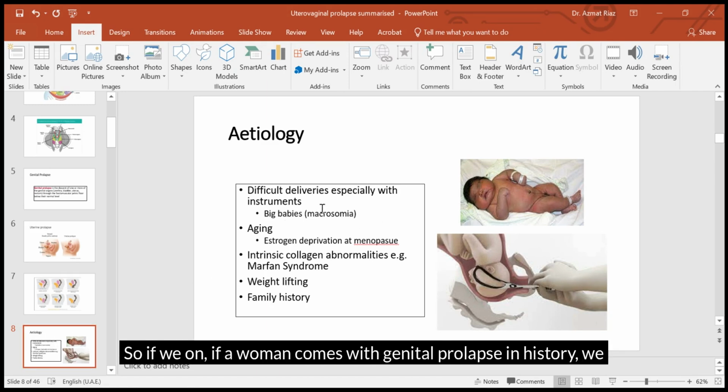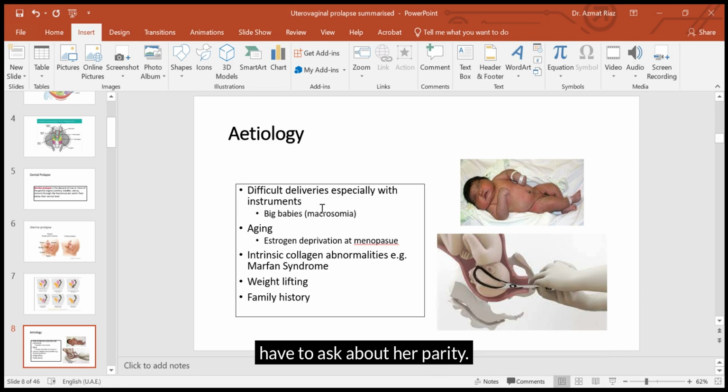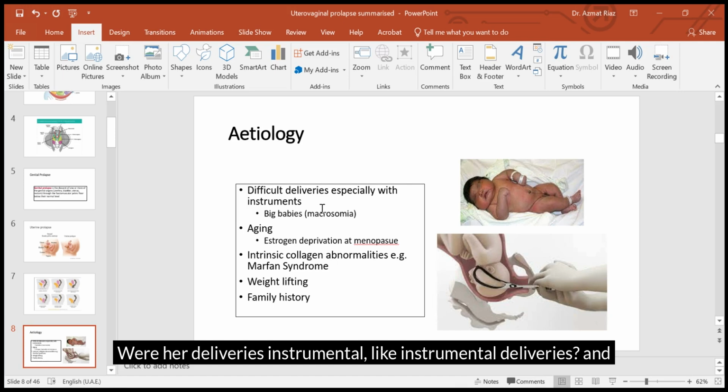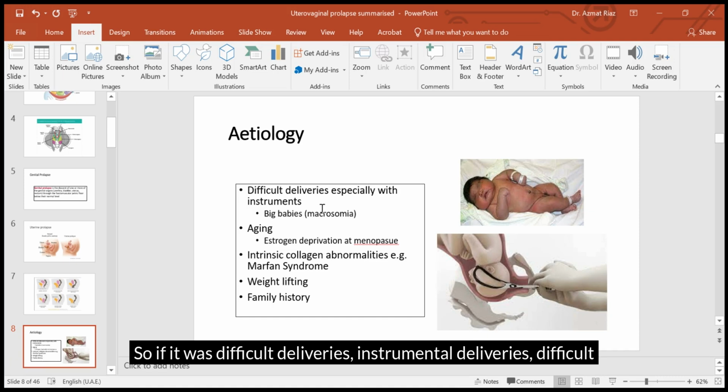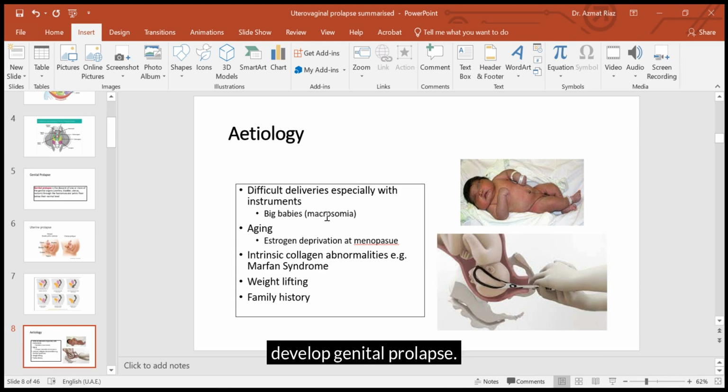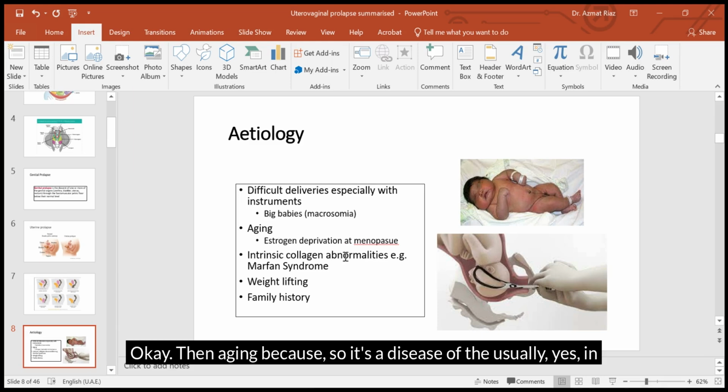If a woman comes with genital prolapse, in the history we have to ask about her parity. Were her deliveries instrumental? And what was the size of the baby? Were they big? Were they stuck? So if there were difficult deliveries, instrumental deliveries, difficult forceps, and repeated vaginal deliveries, that's a risk factor to develop genital prolapse.